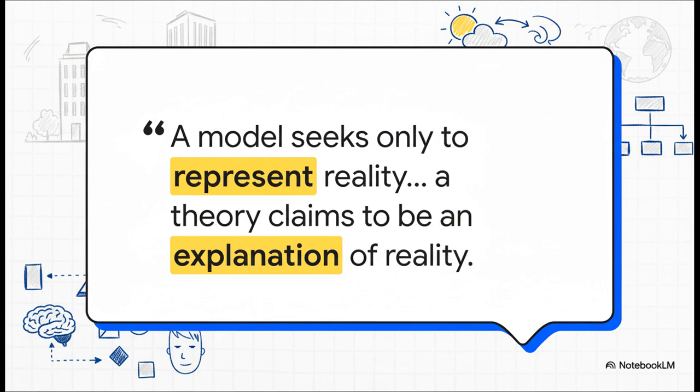A theory, on the other hand, is much more ambitious. It claims to actually be an explanation of reality. So you see, models are the tools. They're the maps we use to explore our theories. They are incredibly useful, but we can't ever mistake the map for the actual place.